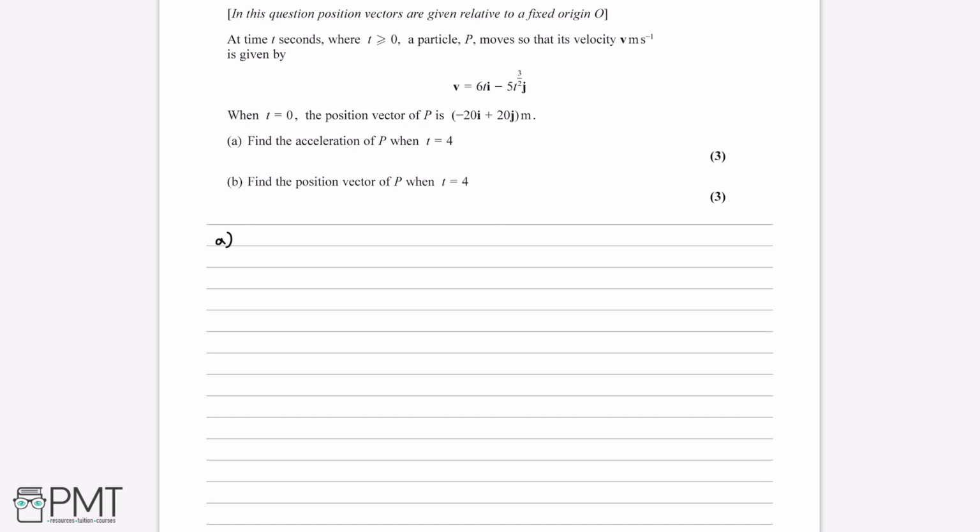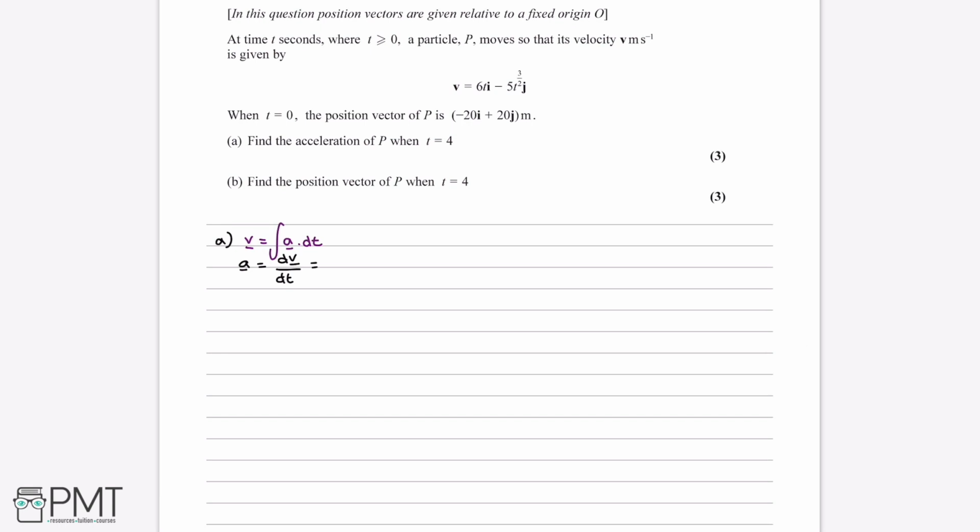So first of all, if we find some way to link velocity and acceleration, this would be a good start, because we have an expression for velocity up here and our answer is to do with acceleration. We want to find the acceleration of P. As a general rule, velocity is the integral of acceleration. Therefore, if we reverse that, acceleration is the derivative of velocity, dv by dt. So we want to differentiate this expression up here.